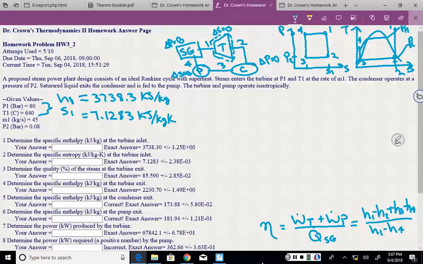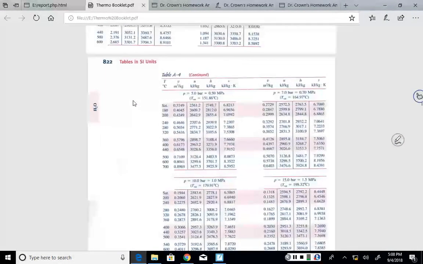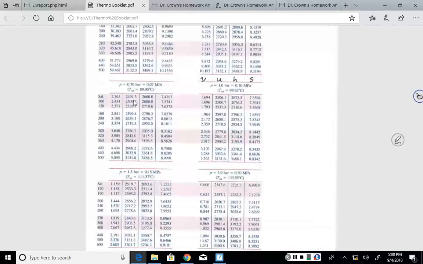All right, I made some room so we can find the other enthalpies. So for state 2, I know the pressure. Pressure at state 2 is 0.08 bar. And S2 is 7.1283. And from those things, I want to find H2. Now, I'm probably going to have to do some interpolation. So at 0.08 bar, 7.1283, let's see if it's superheated. So I start going down in pressure and I find 0.15, 0.1, 0.07.